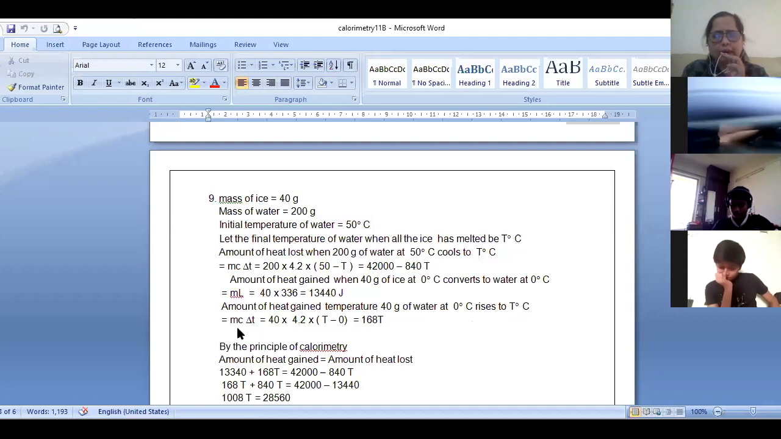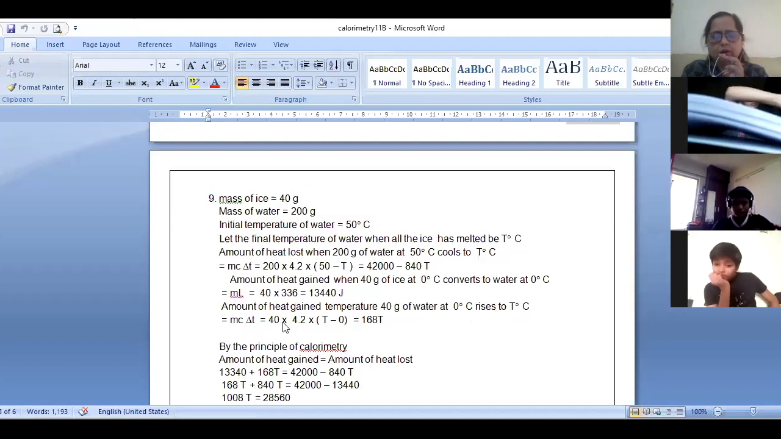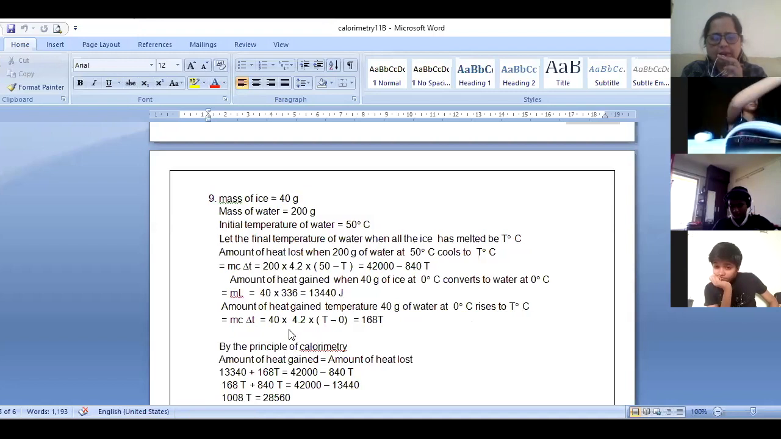So now again you will do mc delta T. This time, 40 is the mass of the ice that has converted to water, c is the specific heat capacity of water, and T minus 0, because the temperature has to go to T from 0.